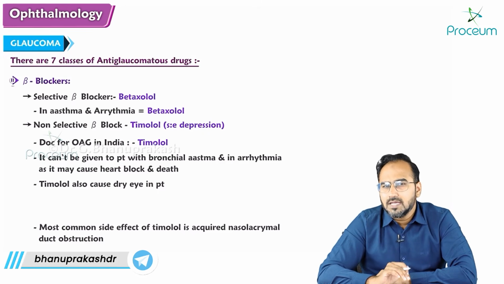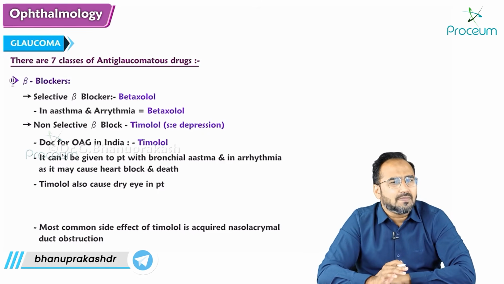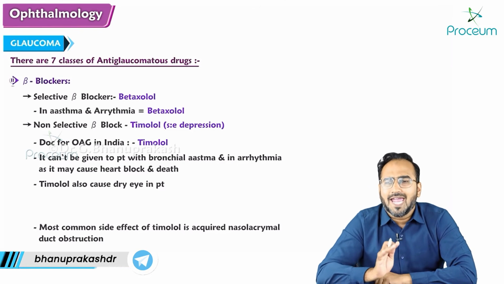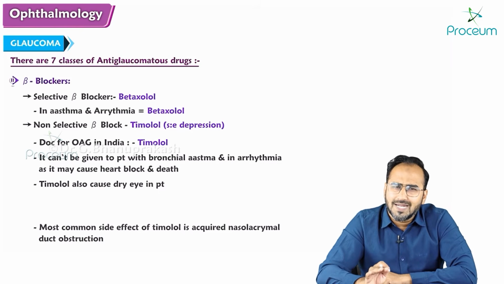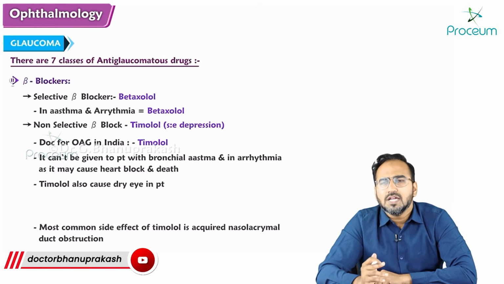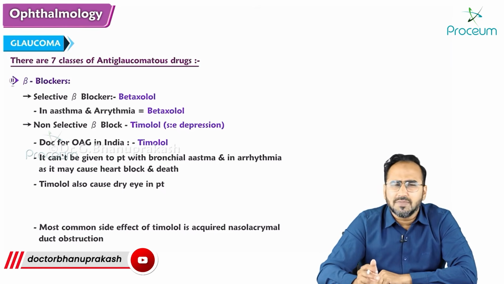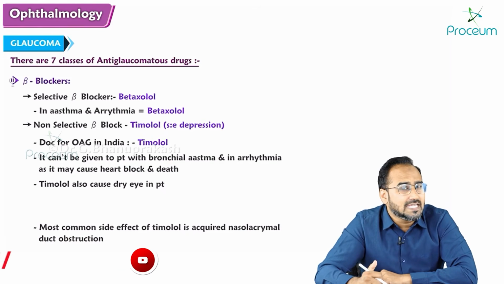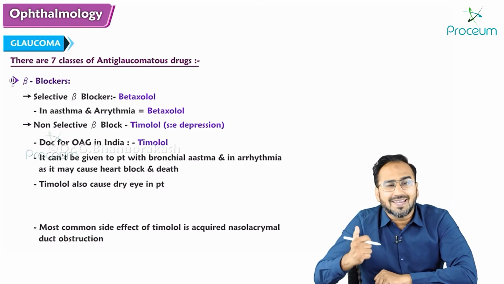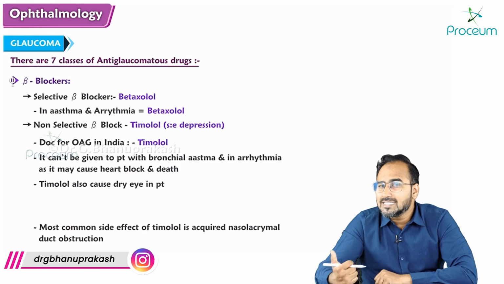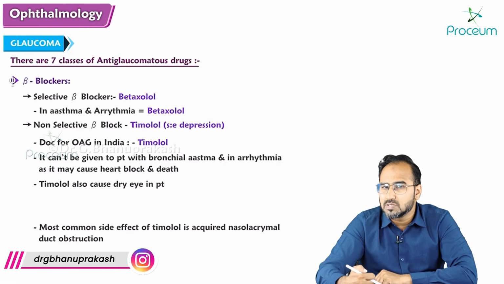So timolol. Among beta blockers, you have two types: one is called selective beta blocker, the other is non-selective beta blocker. Any beta blocker starting with the alphabet A till alphabet M is a selective beta blocker. After alphabet M, they are non-selective beta blockers. So timolol usually comes after M, so it is non-selective, that is, it blocks beta 1 as well as beta 2 receptors. It is blocking beta 2 receptors unnecessarily also.